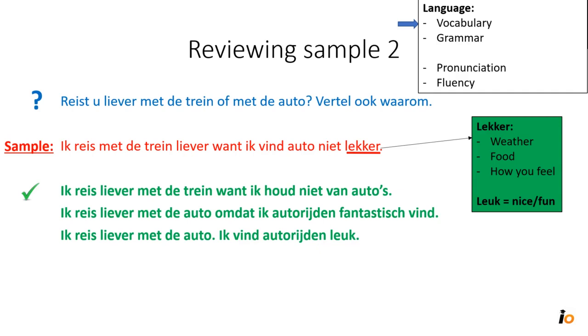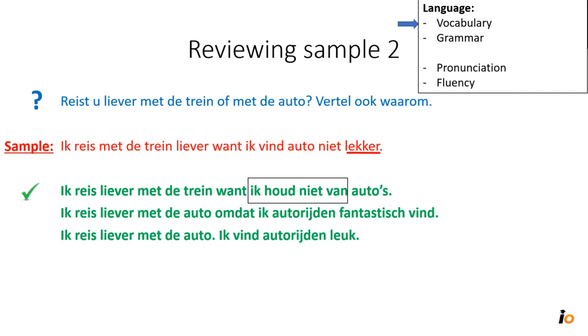Another way to say that she liked cars, she could have also said, like in the first ideal sample, we learned that you can also say, "Ik houd van auto's." "Ik houd niet van auto's," meaning I don't like cars. "Ik houd van auto's" without the niet would mean I like cars. "Ik houd niet van auto's" is I don't like cars.